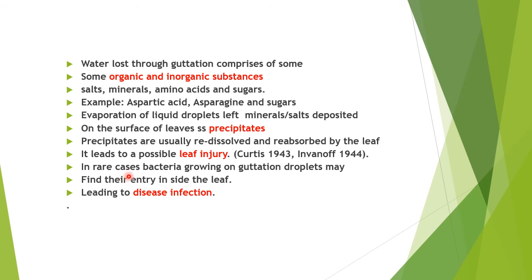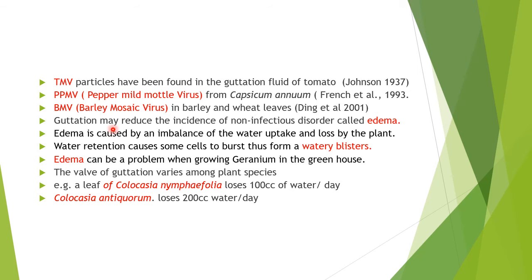Now in rare cases, there may be bacteria growing on the guttation droplets, and they find their entry inside the leaf, because whenever the pore is open and droplets are there, minerals and water will be reabsorbed even through the stomata, leading to a disease infection. So there is a chance that there can be infectious diseases, as has been found.